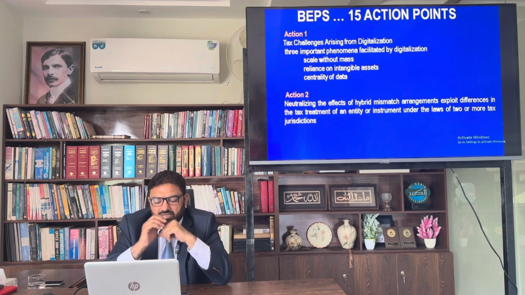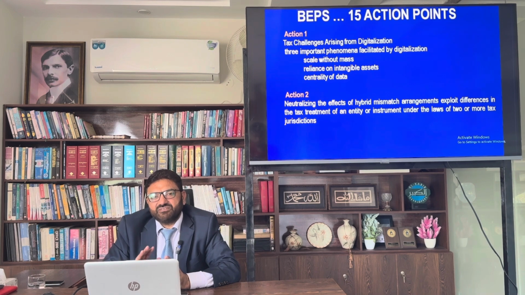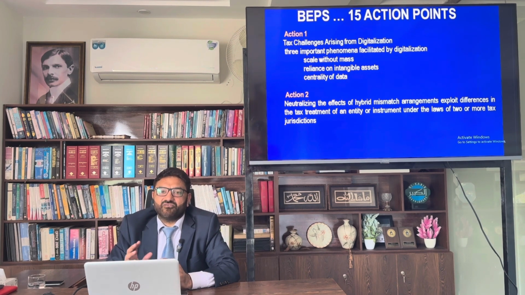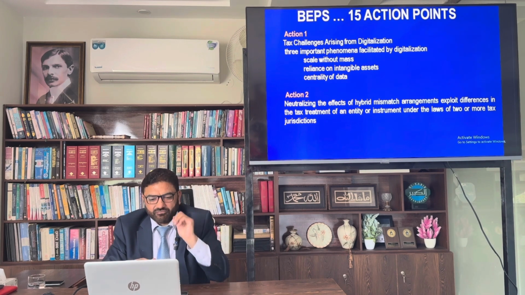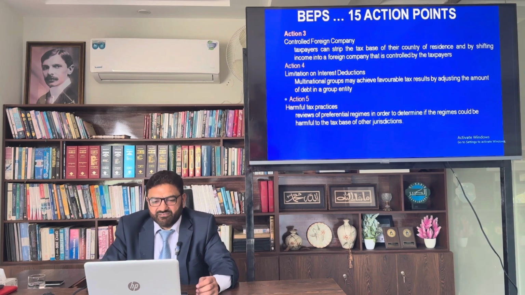problem. Action 2 is neutralizing the effect of hybrid mismatch arrangements, which exploit differences in the tax treatment of an entity or instrument under the laws of two or more jurisdictions. Because the treatment in different countries is different, in the developed country all things are so documented that it is not possible for companies to avoid taxes. But in the developing country, there is no documentation, and the problem is that most of the companies are avoiding taxes, and even evade taxes due to non-digitalization. Therefore, the problem is that there are different laws in one or more tax havens.